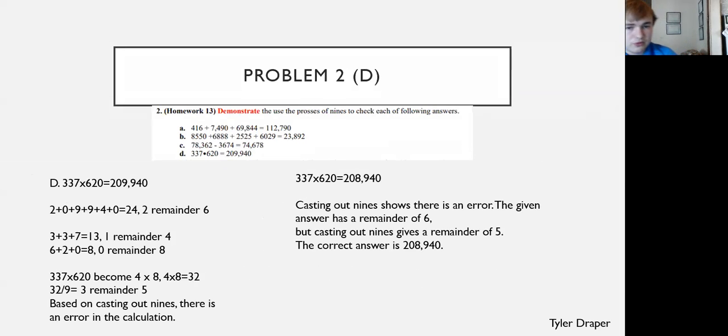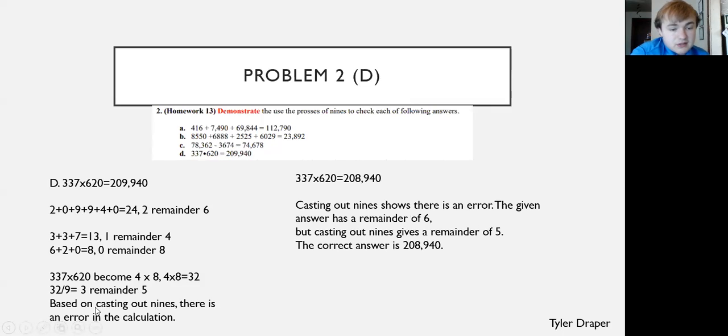Same thing. We're still doing the process of casting out 9s. 337 times 620 equals 209,940. We get 24 here. 2 remainder 6. 337, add the digits, get 13. 1 remainder 4. Next one, 620. We get a remainder 8. So 337 times 620 becomes 4 times 8. We get 32 there. 32 divided by 9, you get 3 remainder 5.